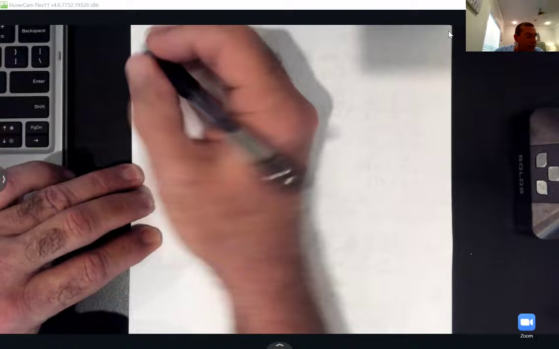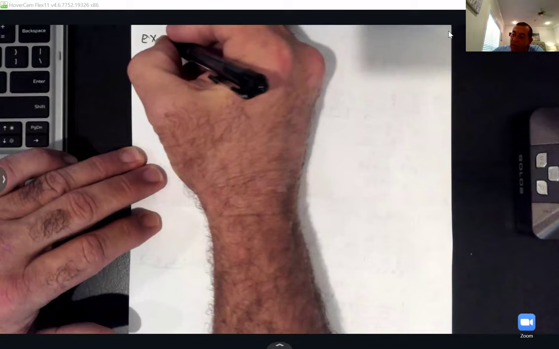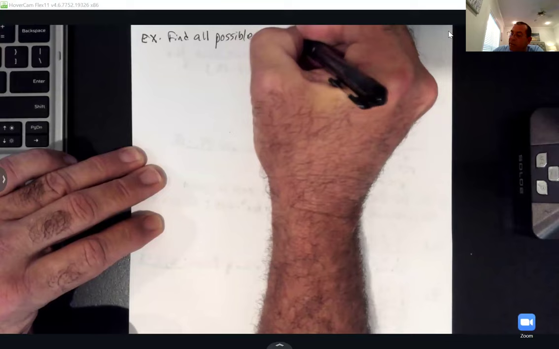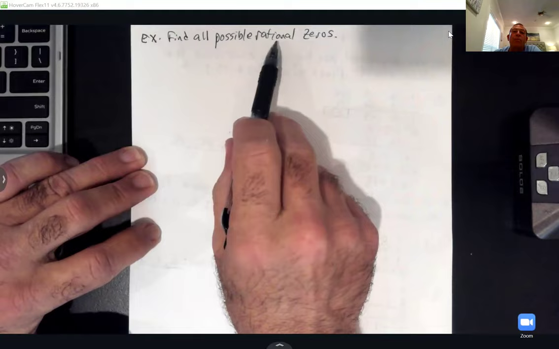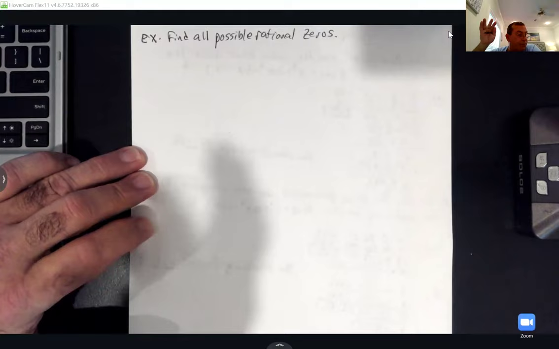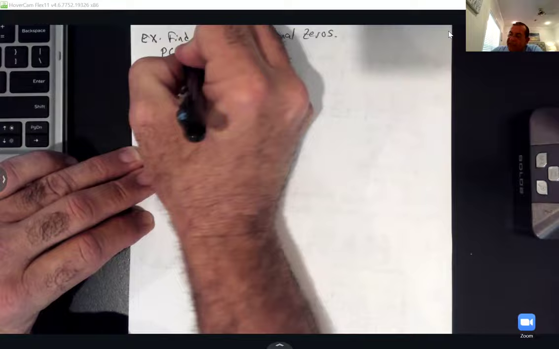So these will say find all possible rational zeros. Now, rational zeros means it's not those imaginary ones and the ones in the radicals. This tells us how to find all the ones that are fractions or whole numbers or integers. So let me show you. These ain't bad, it's just tedious. So we used to have to do this on these things, and it was a little bit tedious here.